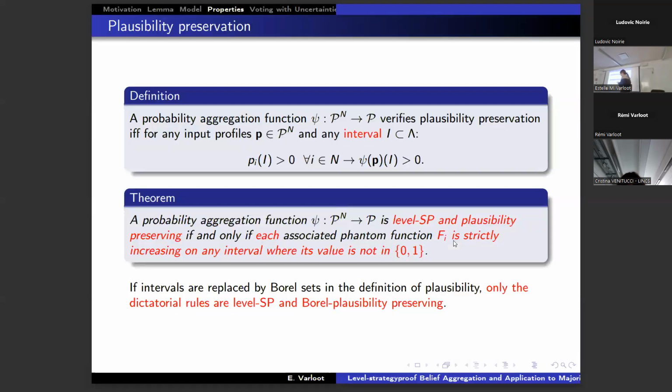Positive preservation is the idea that if everybody agrees that the probability of the temperature increasing by about 2 degrees is greater than 0, so it surely could happen, then the outcome should also agree with the fact that it could happen. Everybody agrees the probability is not 0. And we consider this over intervals. We look at a small interval. If the probability of it increasing between 2 and 3 degrees could happen, then the result between 2 and 3 degrees should also allow it to happen. And in order for this to be the case, our f functions should be strictly increasing when they're not 0 or 1.